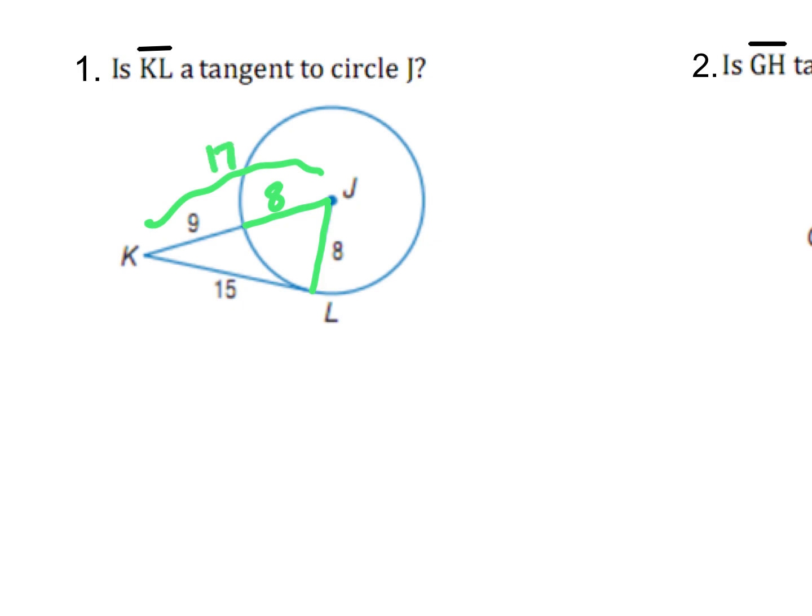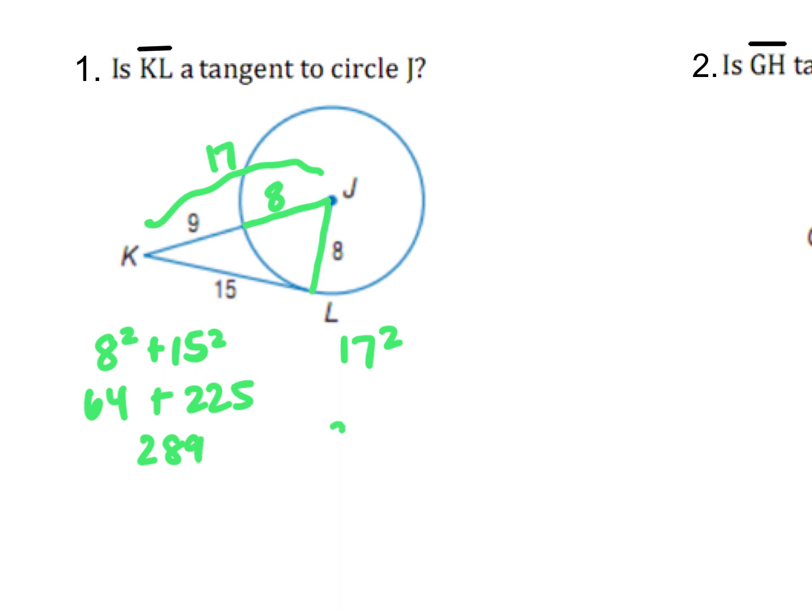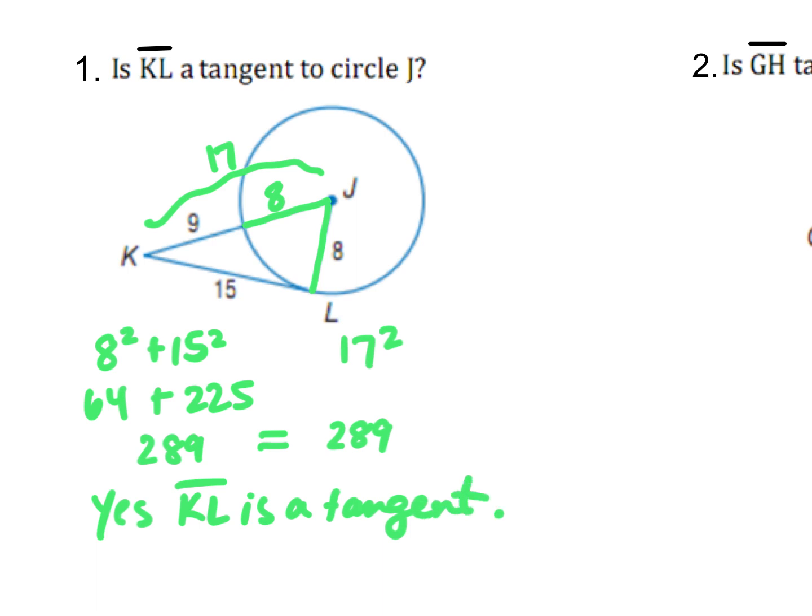So what we're going to do is check to see if in this triangle, a squared plus b squared equals c squared. So we're going to check 8 squared plus 15 squared, and we're going to see if it equals 17 squared. If it does, then this is a right triangle, and KL is tangent to the circle. So 8 squared is 64. 15 squared is 225. If we add those together, it is 289. But 17 squared is also 289. So it balanced out. Both sides were 289. So we can say, yes, segment KL is a tangent, because that had to be a right angle since it balanced out.